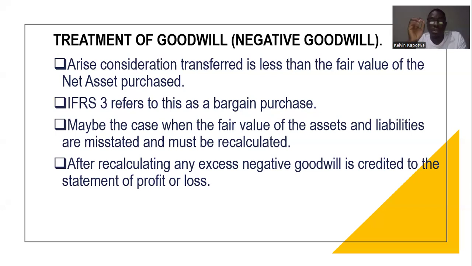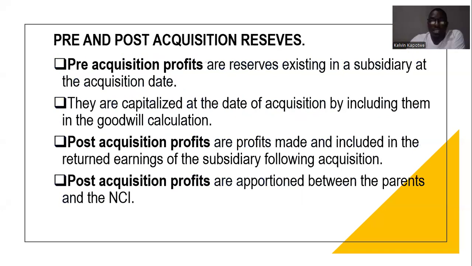So you must do a recalculation. And if you recalculate and find that yes, the fair values were okay and not misstated, and we are having negative goodwill, a bargain purchase, then the bargain purchase is credited to the statement of profit or loss. By crediting, you are increasing the profitability of the group. So you take that to working number 5 and include the negative goodwill or the bargain purchase in working number 5. I hope that is clear.